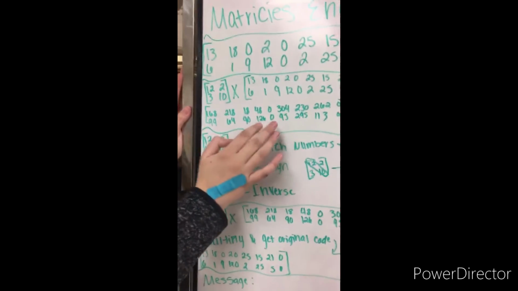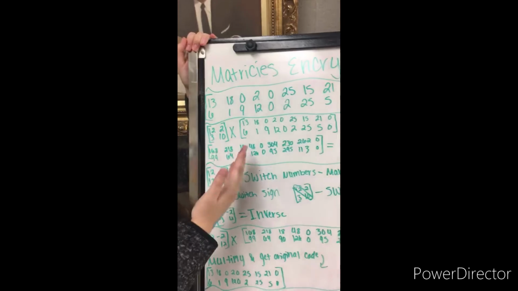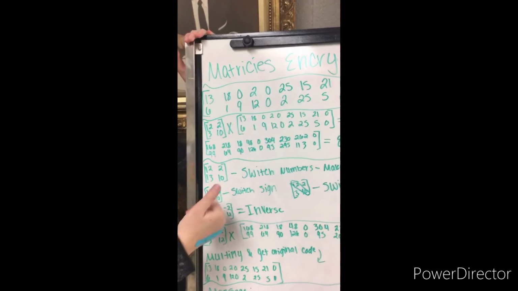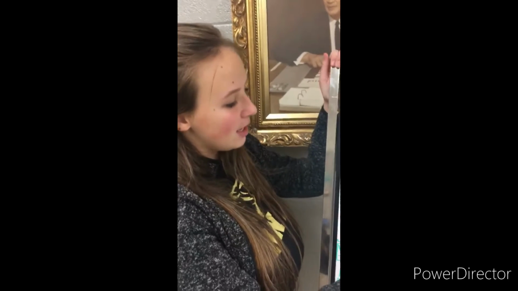And later on in the video, we're going to show you how you would do that on a calculator and how you would plug it into it. And so this is what we get. You multiply the code by the message, and you get 168, 218, 18, all the way through. And now we're going to go to Landon to show you how to get the inverse of the code.